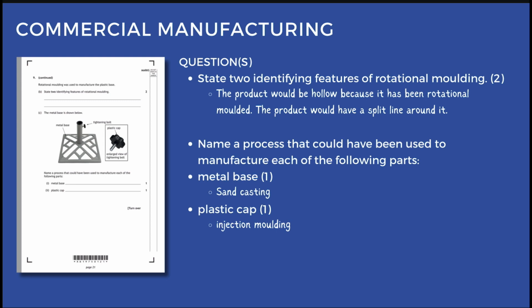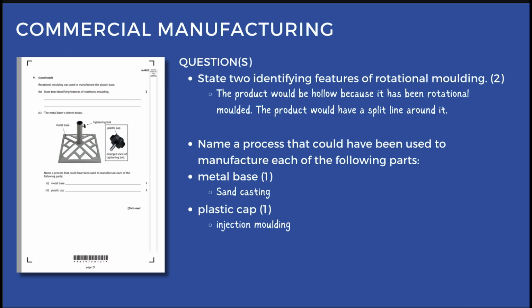In this case, the candidate has answered the product would be hollow because it has been rotational moulded. The product would have a split line around it. Now these are both correct identifying features. One of the easiest ways to tell if something is rotational moulded is because it's a hollow product. Hollow products, with the exception of bottles, are almost exclusively rotational moulded.